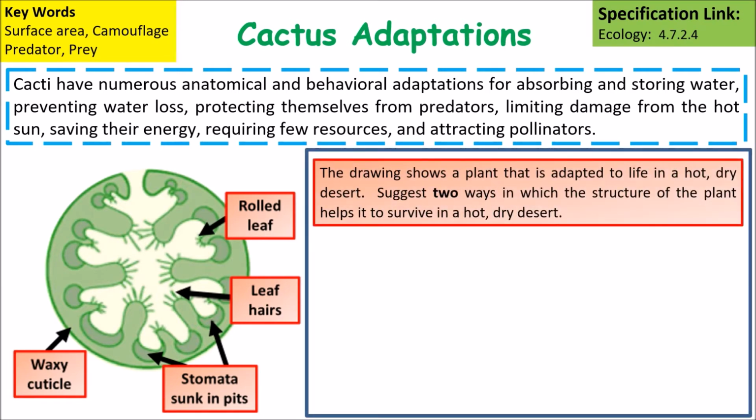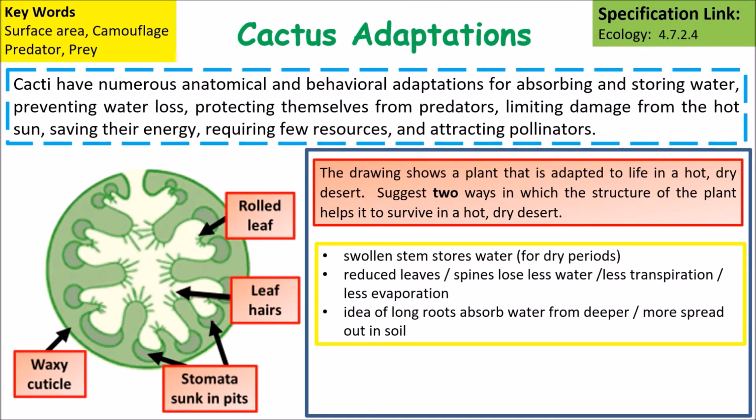So the drawing shows a plant that is adapted to life in a hot, dry desert. Just two ways in which it's adapted. So it can swell up, so it can store water in dry periods. It's got reduced leaves, or it's got spines to cause water to condense on them. And if we're talking about cactuses, having some idea about long roots near to the ground, so the capture of the water when it rains is also something that you might want to mention.